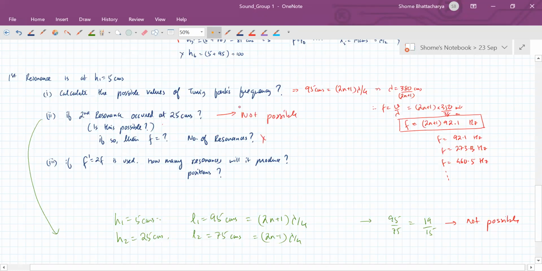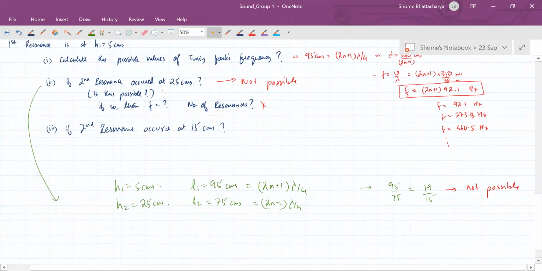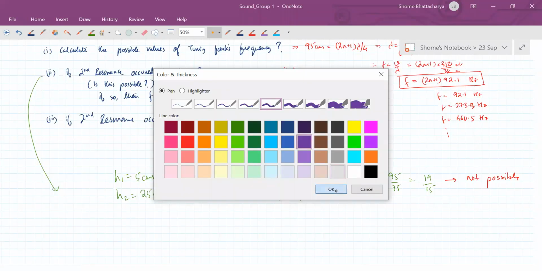Now let's work out a similar part. Now if the second resonance occurred at, let's say, 15 centimeters. Now see, is it possible? Now see, this is the case which is possible. So that is the point here, that you have to be very careful when you are analyzing this.